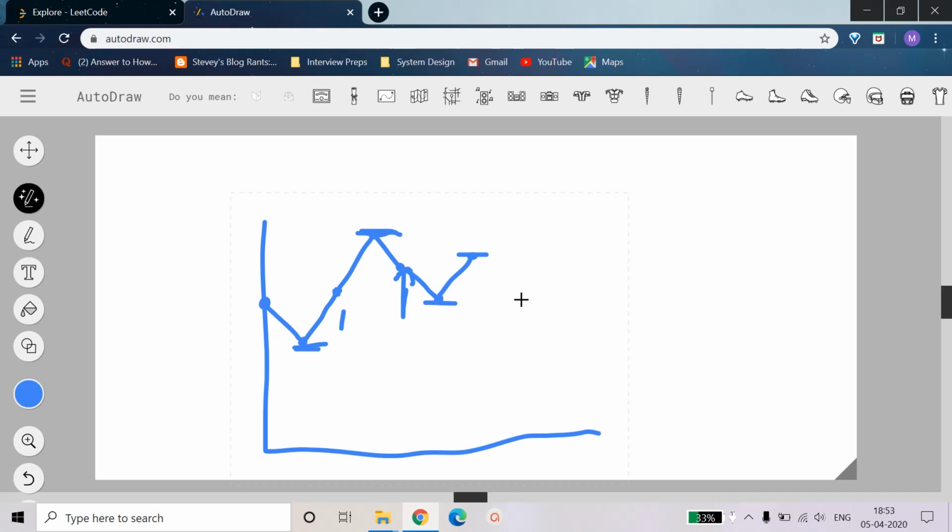Now what we have not done is handle the boundary condition. So when we run out of all the indexes, what we should be doing is adding this. We have not taken this profit into consideration.